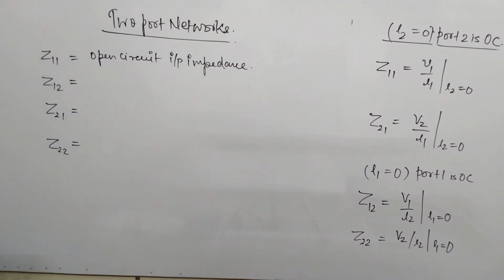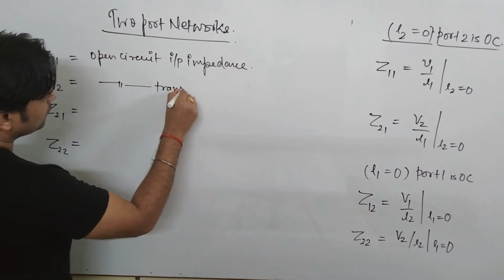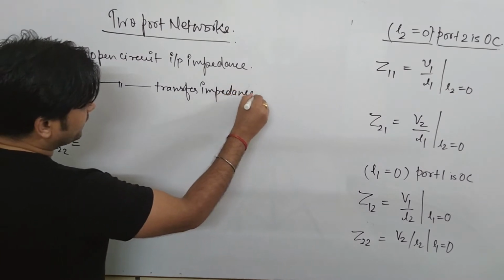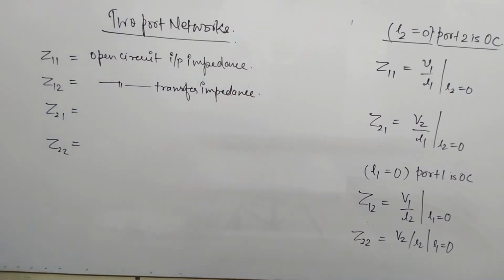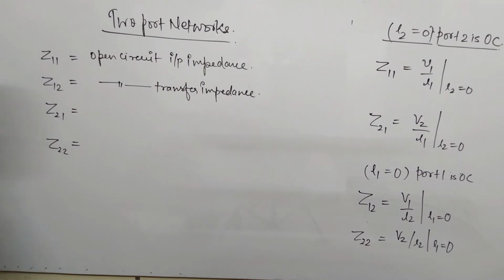Since I2 is 0, port 2 is open, so it is also known as open circuit input impedance. Very important thing. If you talk about Z12, Z12 is referred to as open circuit transfer impedance. Very important. These nomenclatures are important because sometimes questions come in the form of nomenclature. It is open circuit. Why? Because for Z12, your I1, your port 1 current is 0, that means port 1 is open, so it is known as open circuit transfer impedance.